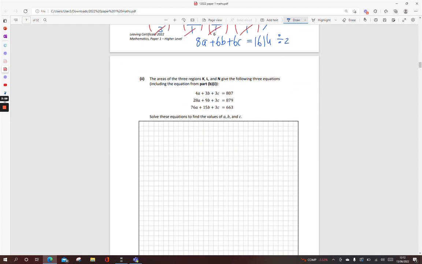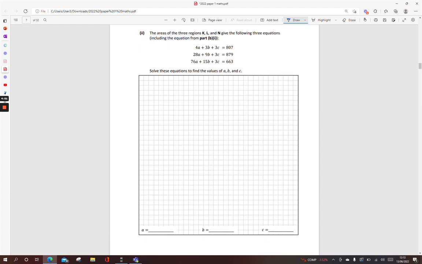The next bit. Now even though we didn't get that first bit, automatically I'm thinking simultaneous equations here. 3 variables, 3 equations. We're flying. The areas of the 3 regions give the following equations. Solve these equations. So if we couldn't do part 1, we could do part 2. So I'll just label them A, B and C. Again, I'm not going to have much room here.